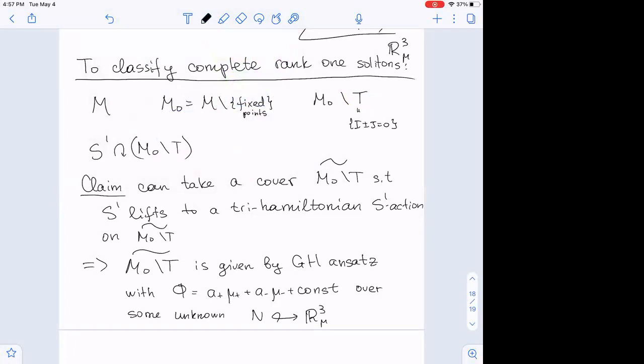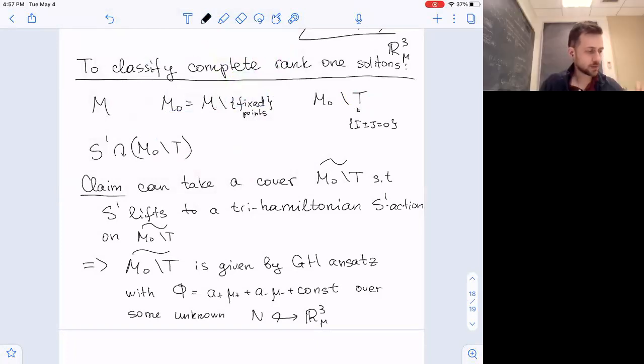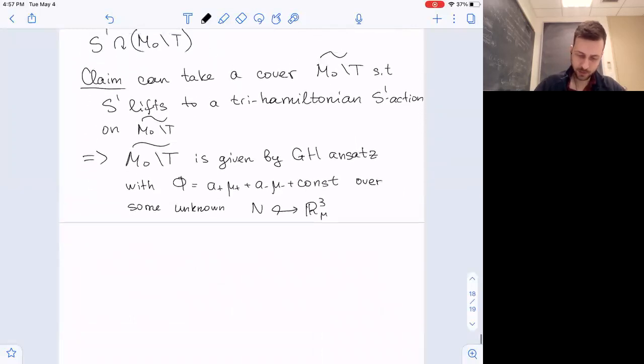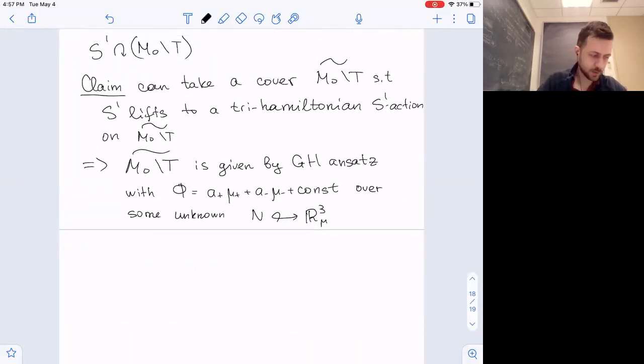So could you tell us what is the reason for this claim that you can always find such a cover? Yeah, I mean, so how this cover works. Okay, let me spend some time discussing the structure of the cover.